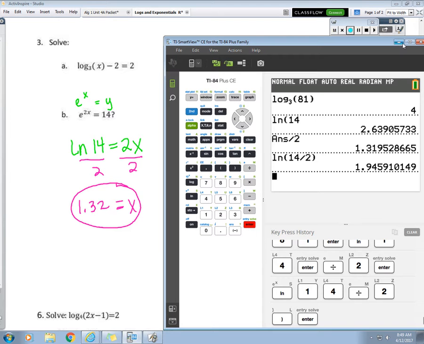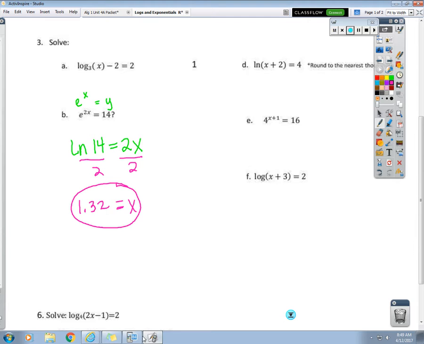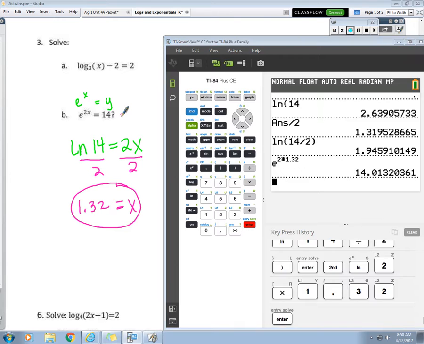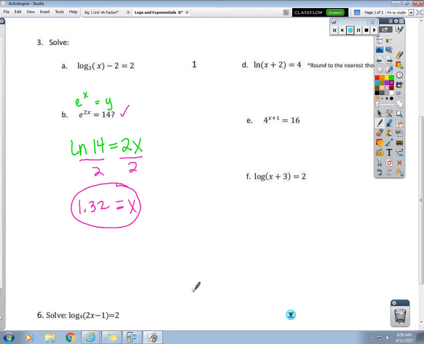Okay? Alright, and then of course you can check it. Like if this were a multiple choice, you could have started by typing in e, which is right above the LN button, so you have to hit second to use it. And then 2 times, type in choice A, which we'll say is 1.32. And when you hit enter, you get 14, which lets you know we did it right. Okay, C.